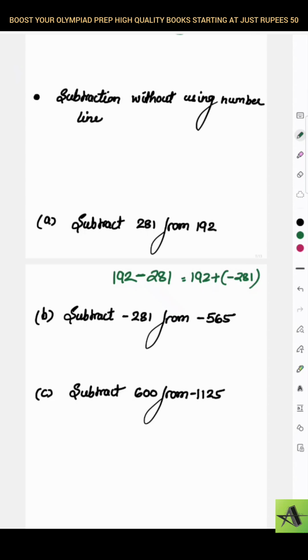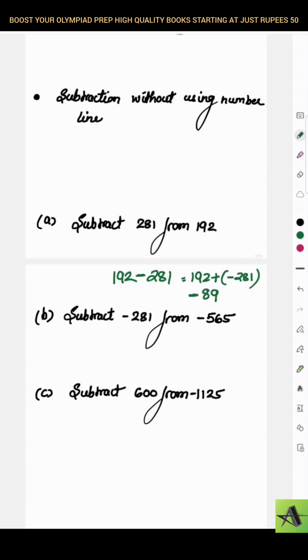The subtraction can be written like this: 192 minus 281 can be written as 192 plus minus 281, which I explained earlier when explaining addition. When two numbers are of different signs while adding, we need to subtract them. So it will become 89, but the sign will be of the bigger number. 281 is bigger, so the answer is minus 89.